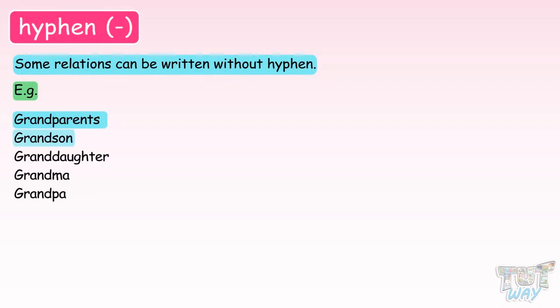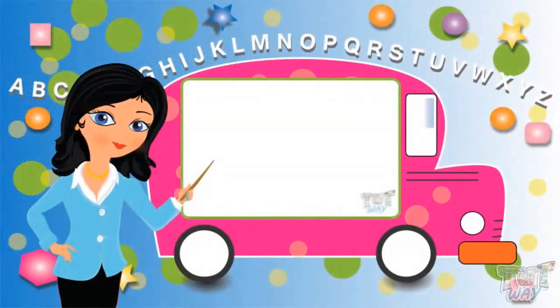Grandparents, grandson, granddaughter, grandma, grandpa. So friends, hyphen can or cannot be used in writing family relation. Not all family relations need hyphen, but some do need. Now you can go ahead and take a quiz to learn more.